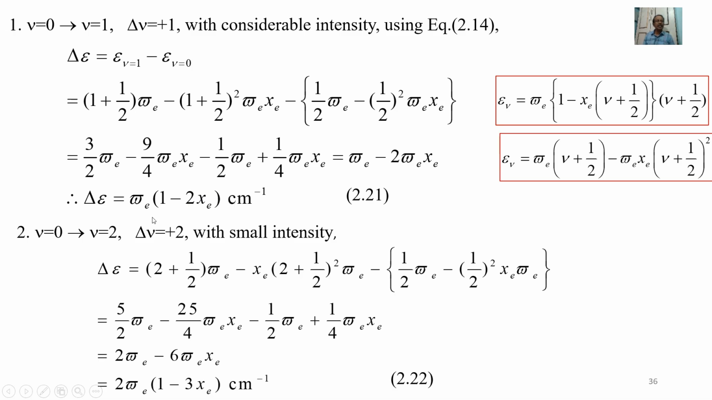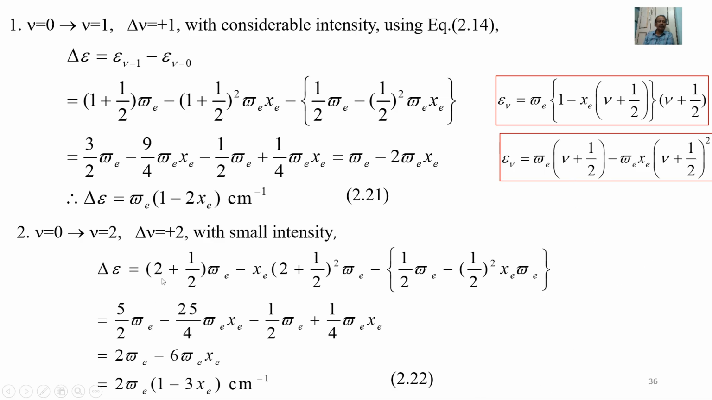Similarly, one can calculate the transition from 0 to 2, that is nu equals 0 to nu equals 2. And what is the intensity? This will be weak intensity. Again, use this formula. You substitute nu equals 2 first, then after that, we are going to substitute nu equals 0 and subtract. So we have now 2 plus, instead of nu, you substitute 2 here.